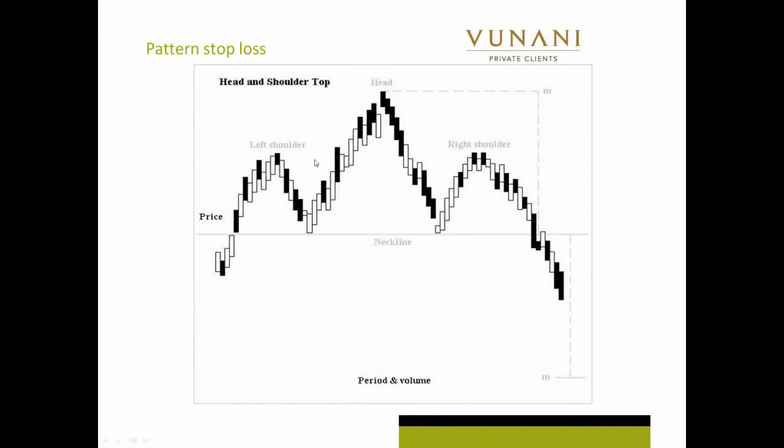So let's just go through the parts of a head and shoulders. You'll always have a left shoulder. You'll always have a higher peak which forms the head, and you'll always have a right shoulder. The right shoulder for a continuation bearish pattern is generally weaker. In other words, you'll have far more red candles on the way down.